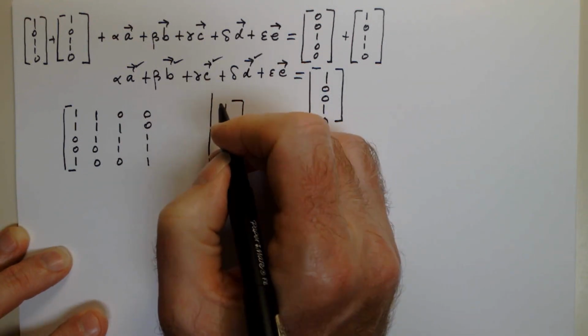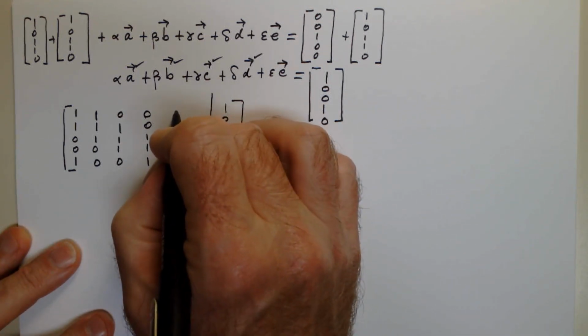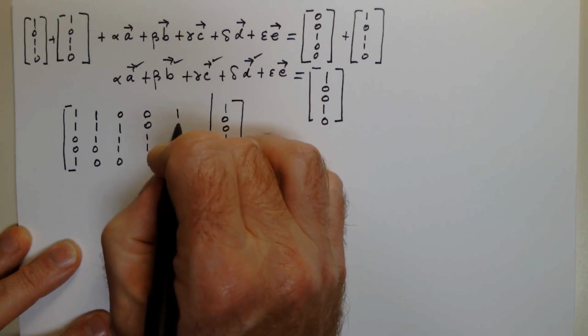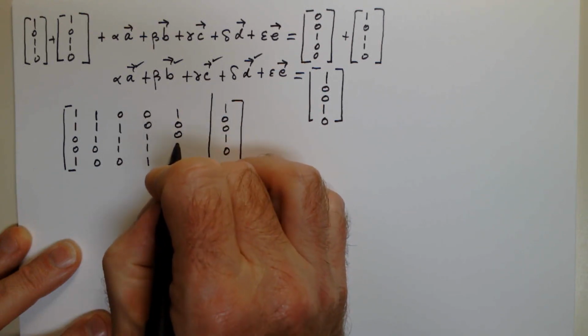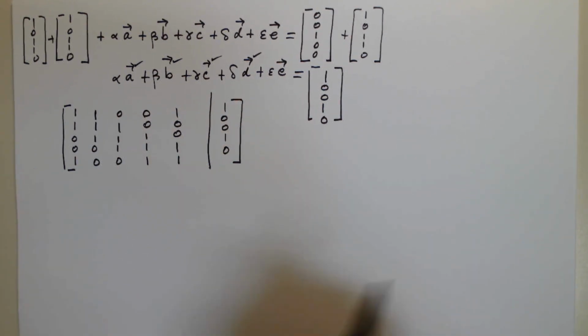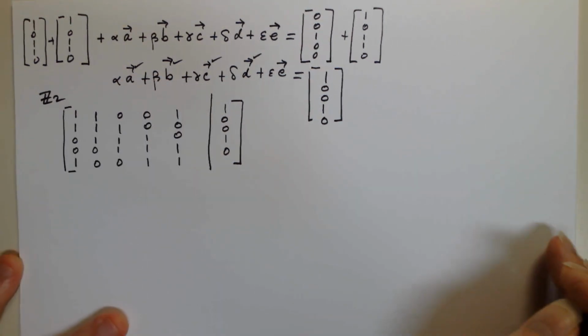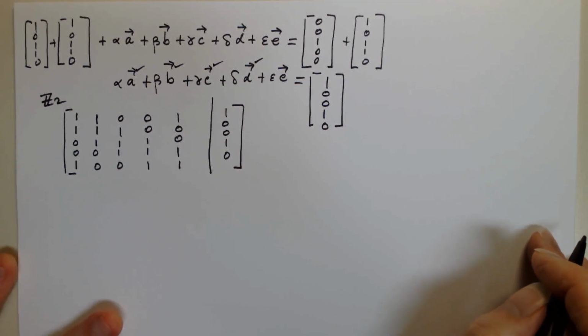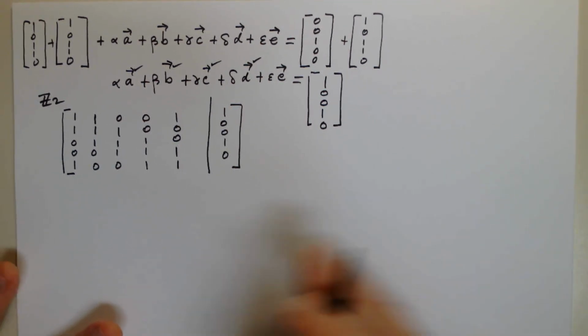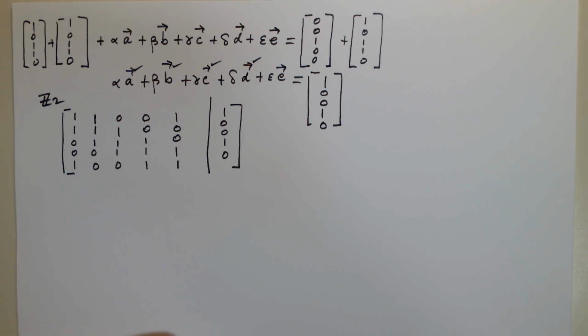And then finally, E is going to have an effect on A, because that's a neighbor. Not on B, not on C, but on D and E. So there's our augmented matrix. Now remember, everything is being done in the Z2 sense. So all of our work in elimination is being done in Z2 arithmetic.